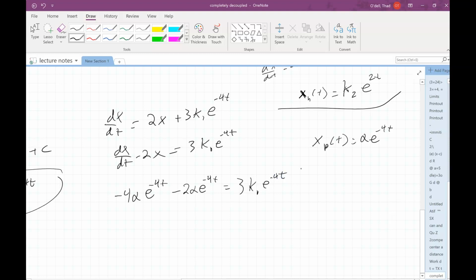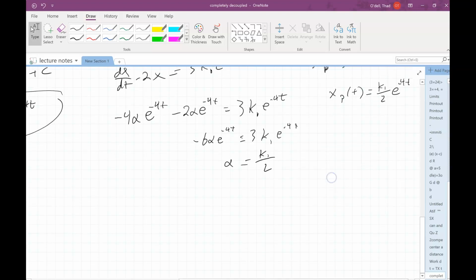Then we have to find out what alpha is. -4 alpha and -2 alpha gives -6 alpha e to the -4t, equal to 3 k sub 1 e to the -4t. If I just solve for alpha, I get alpha is equal to k sub 1 over 2. So my particular solution is k sub 1 over 2 times e to the -4t. Okay?